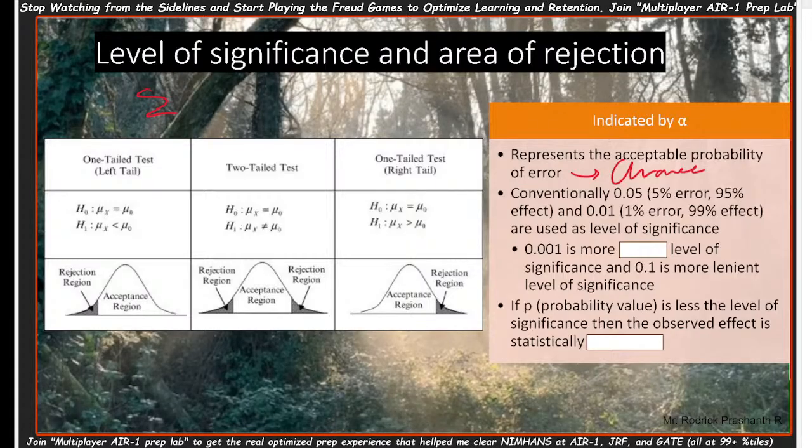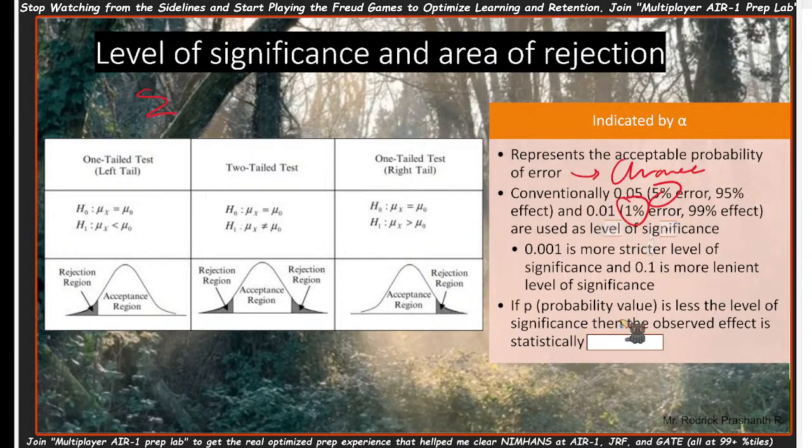So what percentage of chance or error do we accept? Ideally, error should be minimal. That is why convention says we should accept no more than 5% error. This is by convention. Or sometimes we could even go more stringent and have 1% error. So 0.001 is 99.9% effect, which is even more stringent than 0.1.